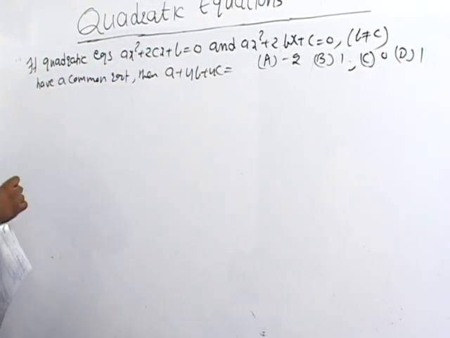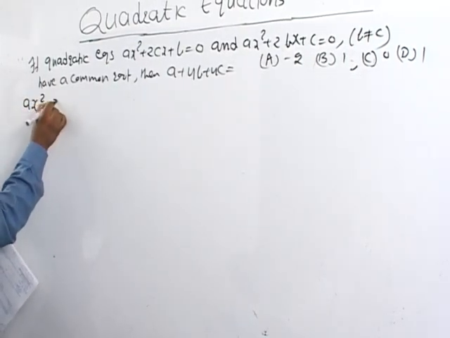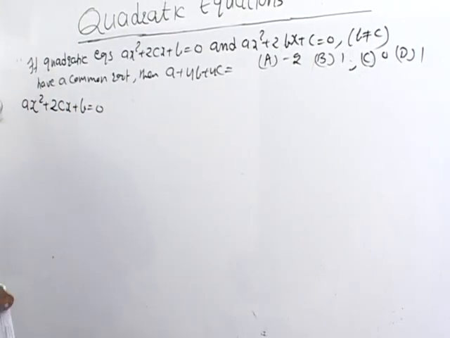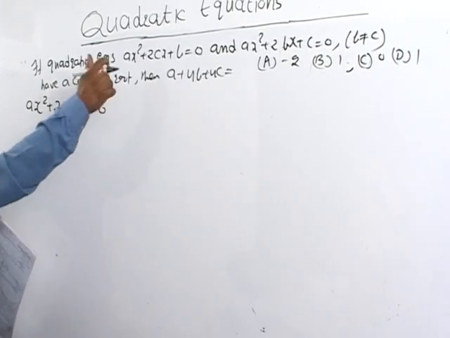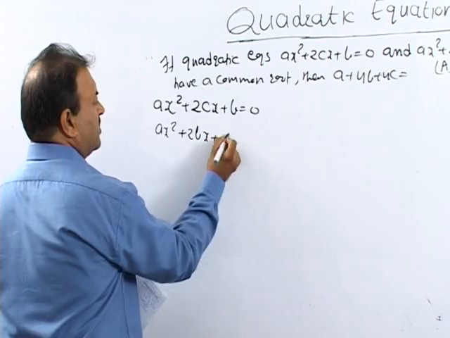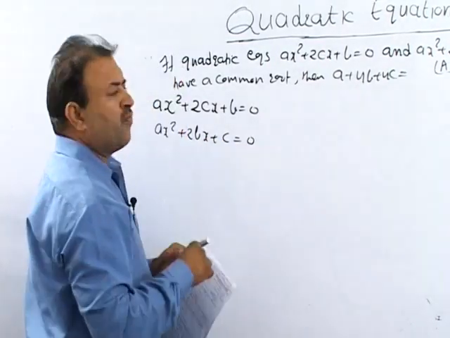Now we start in the same way. We write down one quadratic equation, ax square plus 2cx plus b is equal to 0. Then we write down another quadratic equation under it, ax square plus 2bx plus c is equal to 0. Now we apply the condition for common root.